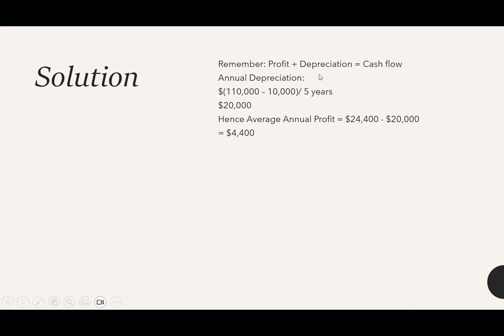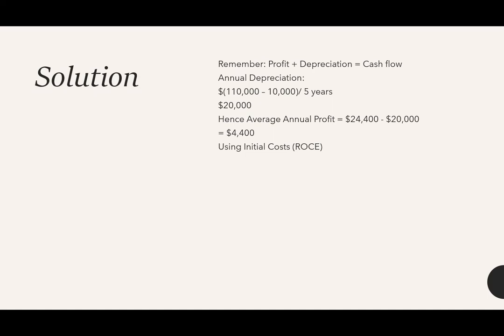So if you see, I need to find out the profit. So in this case, the depreciation would be deducted from the cash flow so that you can get your profit figure. So 24,400 was your cash flow figure given to you in the question. 20,000 is the depreciation, which I calculated right now. And hence the annual profit, or the operating profit, which is before the interest and tax, is 4,400.